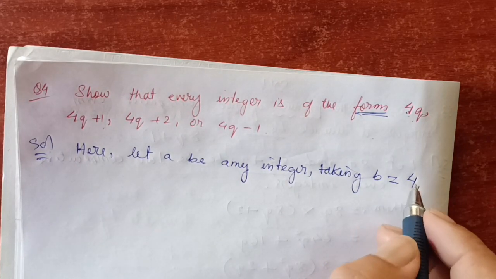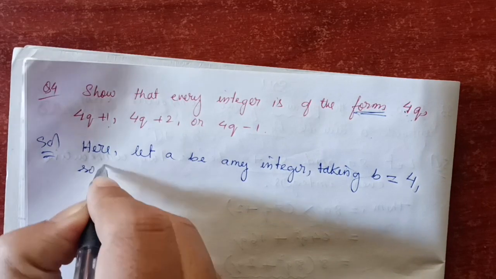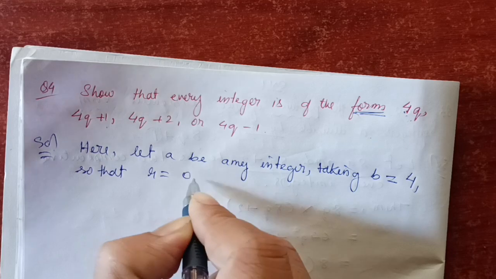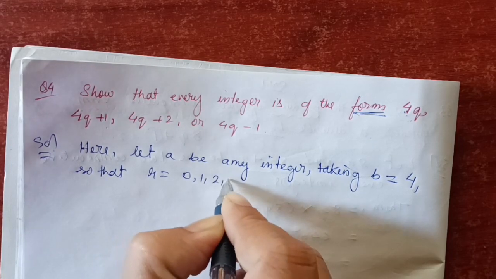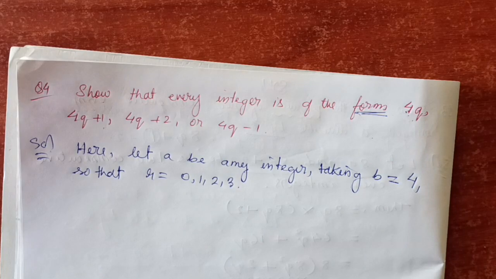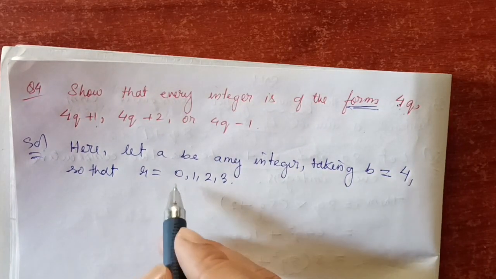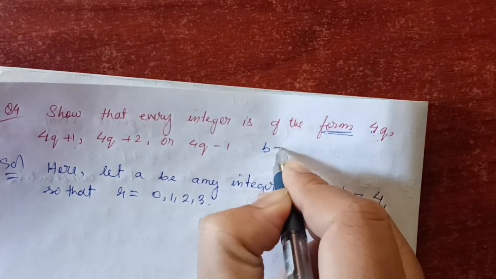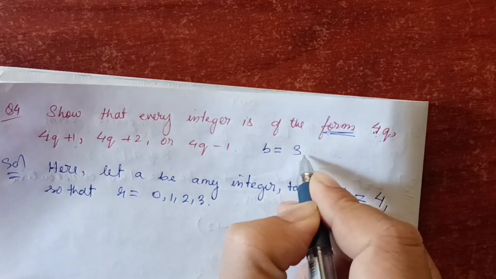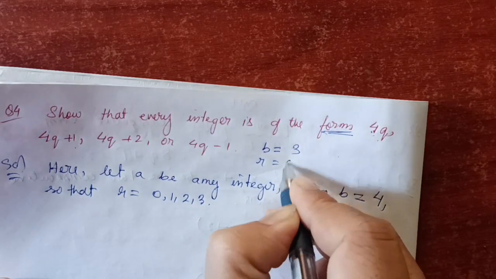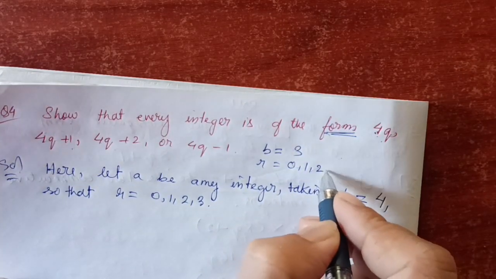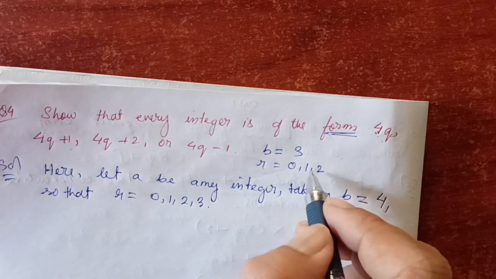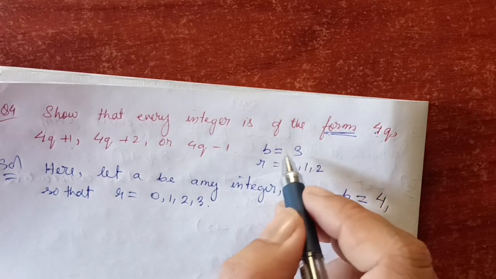Then if the divisor is 4, r equal to 0 1 2 3. Okay, if the divisor is 4, remainder can be up to 3. Now look here, if the value of b is let's say 3, then r can be up to 2, 0 1 2. So it cannot be same with this divisor. It can be smaller than the divisor but cannot be greater than or equal to the divisor.